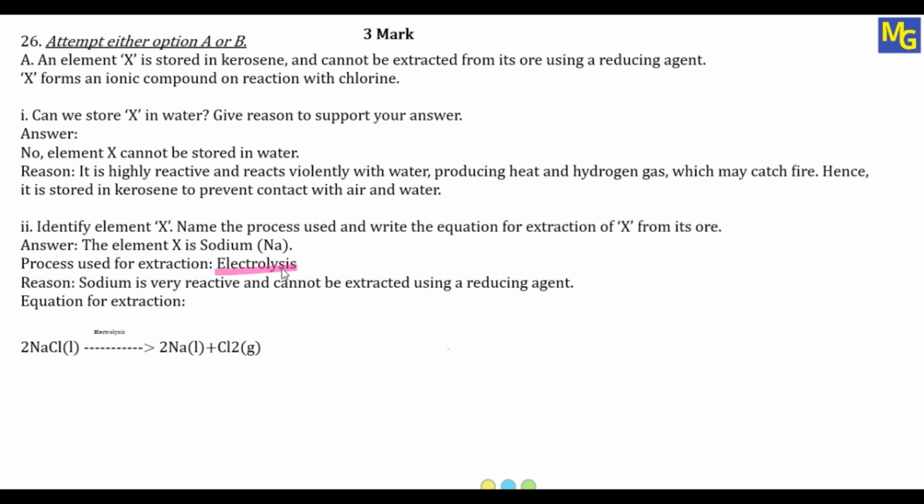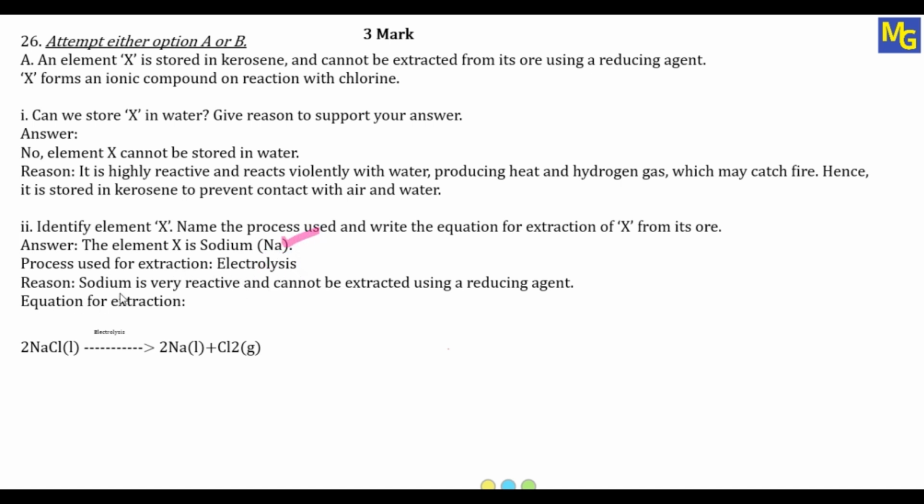Sodium cannot be extracted by using a reducing agent, and the reason is again the same: it is highly reactive. You cannot add chemicals like a reducing agent, because of its reactivity it immediately reacts with the chemicals and forms something else. To avoid that, we are going to use the electrolysis process. In this we supply electric current and break the ore. Lysis means breaking. By supplying the electric current, we break the ore and separate our sodium. So the process is electrolysis.